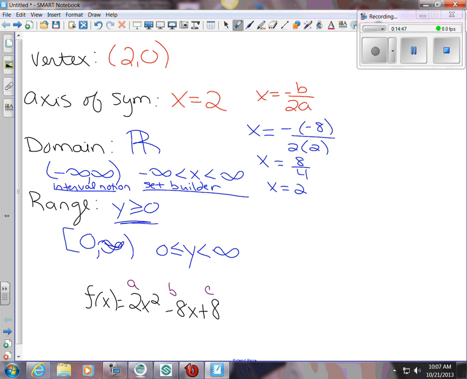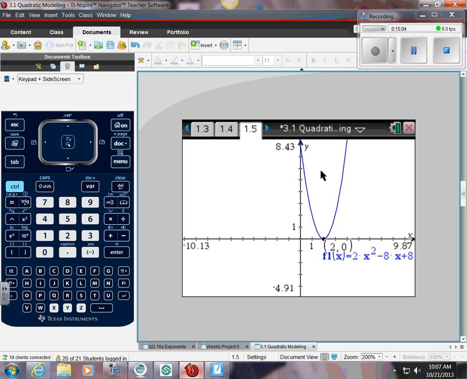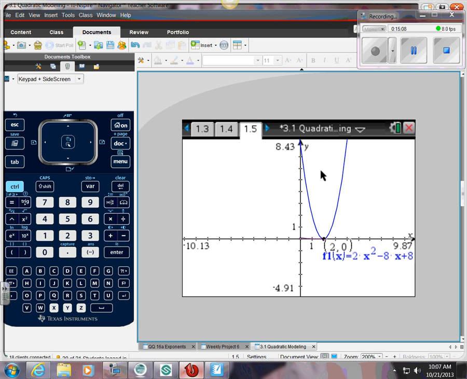Okay. Here's my vertex, right? What do you notice about the Y value? 0. What do you know about my range? Starts at 0. Think that's connected somehow? Yeah. If we think about range, I know it's all of the y values that are being used. My function is starting here. It's going up to infinity. So if my turning point is 2, 0, 0 is going to be that first value being used.